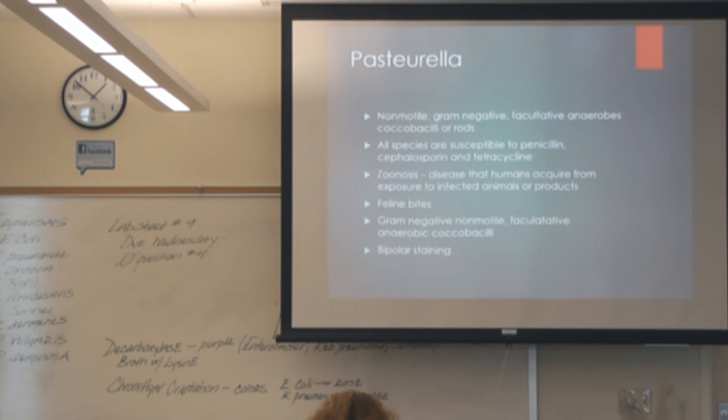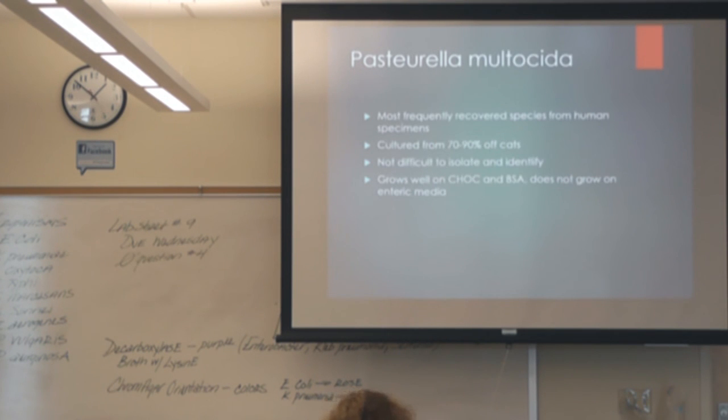Now within Pasteurella, this one is one of the most pathogenic. It's the species recovered from human specimens, and it's also cultured from 70 to 90% of cats. So not too difficult to isolate and identify. It can grow well on chocolate and blood agar, but it doesn't grow on enteric media. So what kind of media would that be? Somebody give me an example. Enteric media. Yeah, HE, MAC, SS agar, that type of thing. Okay?